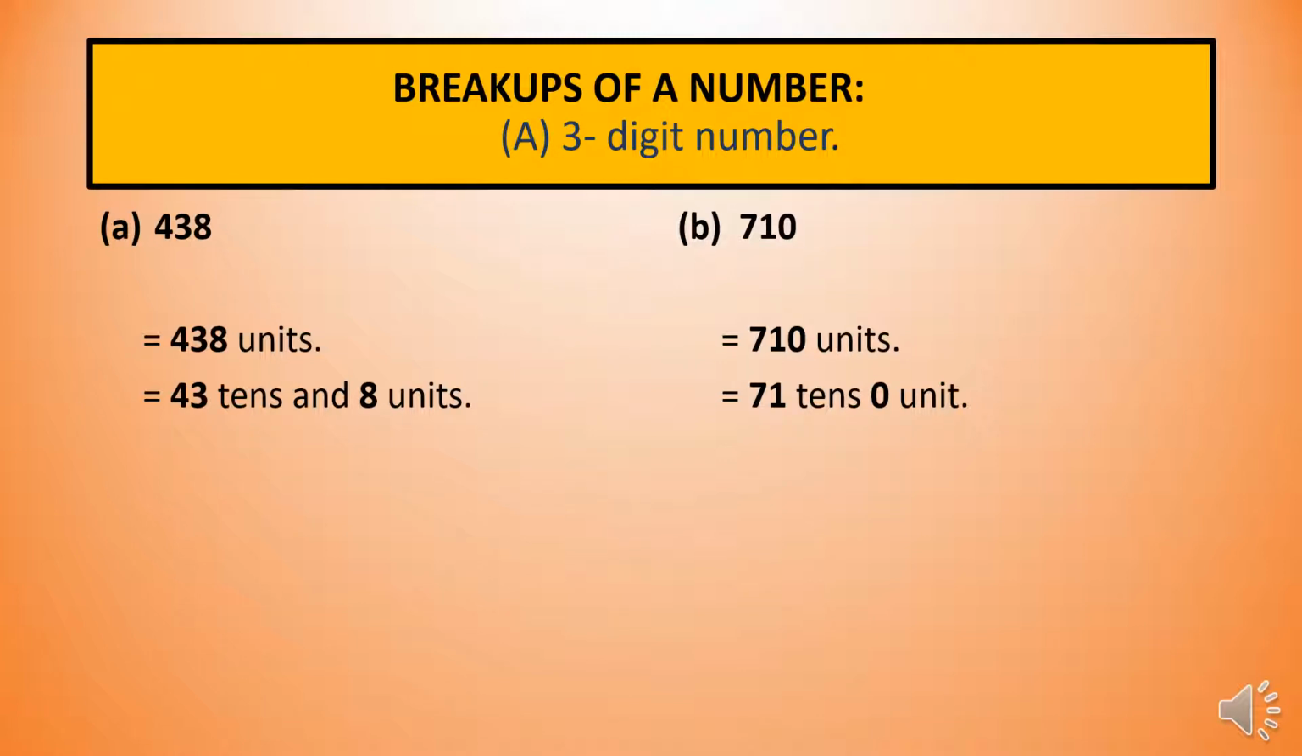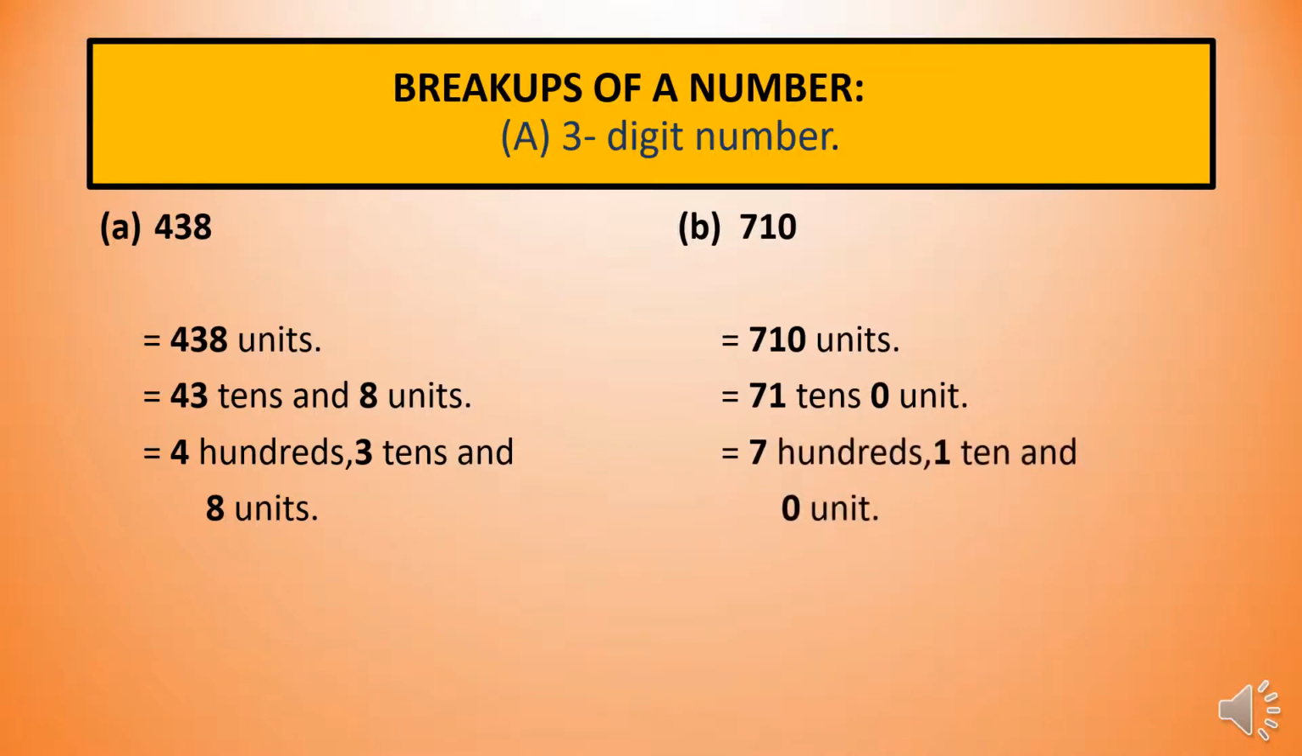So now the tens and the units place is separated. Now let us separate the hundreds place. So the next step becomes 4 hundreds, 3 tens and 8 units. Similarly here we get 7 hundreds, 1 ten and 0 unit.